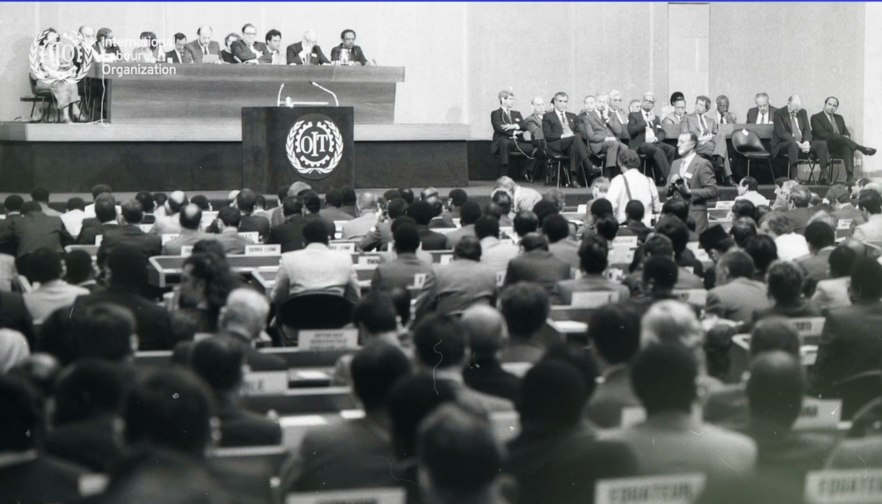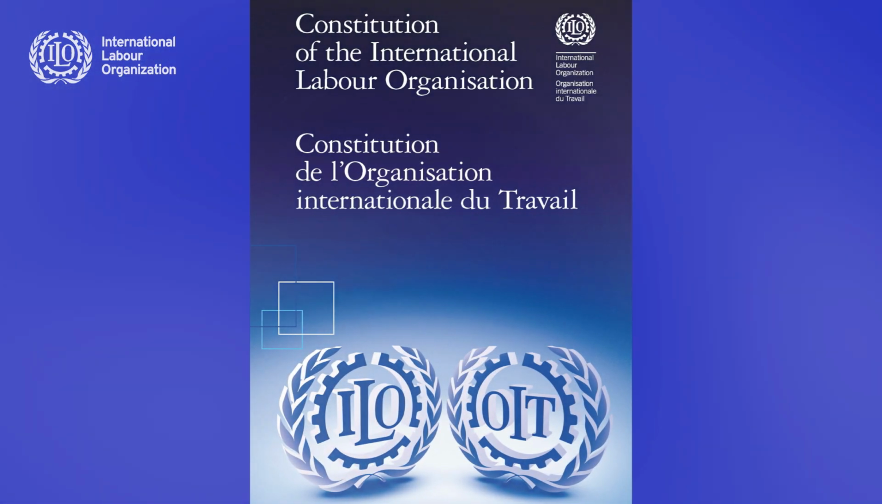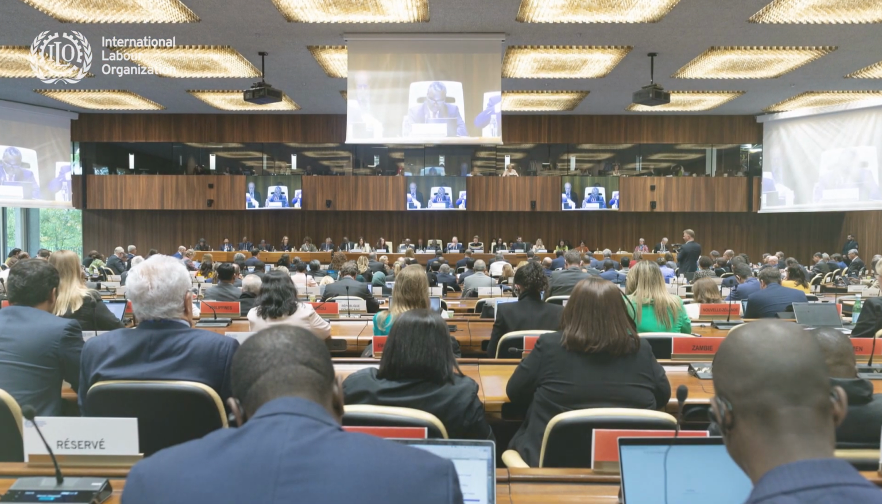In 1986, the International Labour Conference, the ILC, adopted an amendment to the ILO Constitution to make the ILO's governance structure fair and more inclusive. The principal aim is to make the ILO governing body more representative of the ILO's constituent groups.